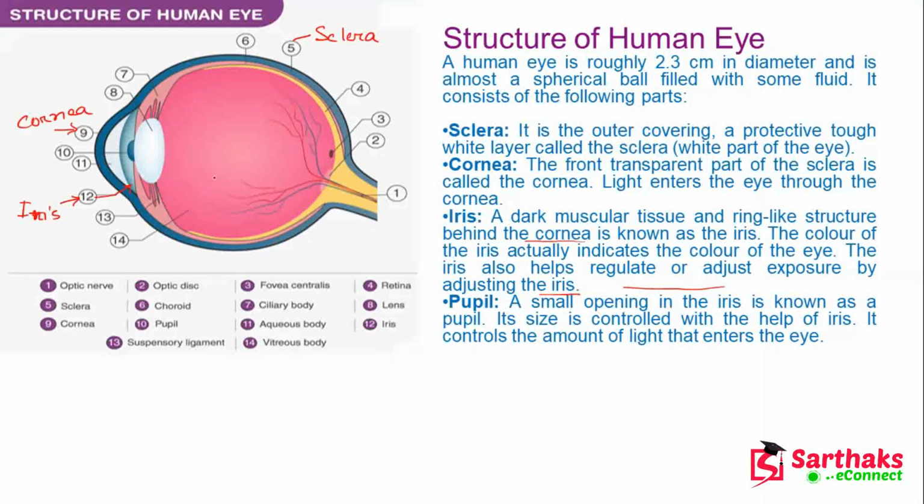Then we have the pupil. A small opening in the iris is known as the pupil. Its size is controlled with the help of the iris and it controls the amount of light that can go into the eye. Whenever very suddenly some car headlights are on, you try to minimize the size of the pupil. That means you are using the iris at that time.